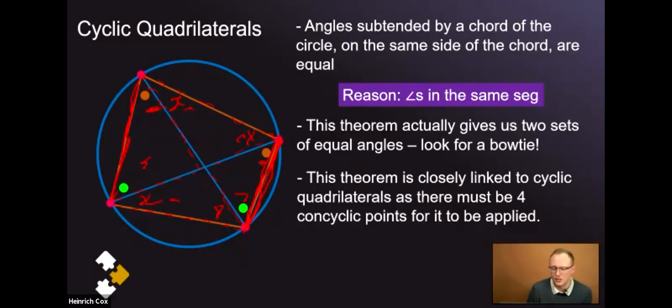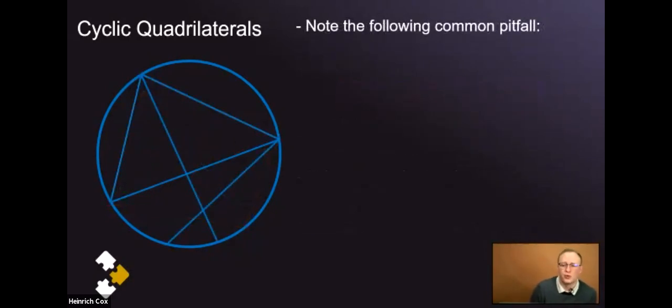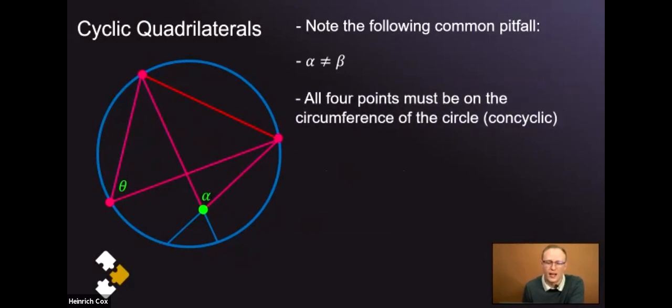Okay, so let us continue. There's a common pitfall that you need to be aware of, right? So sometimes we look at this angle here, alpha, and we look at this angle here, theta, and it looks so nice. Yes, this red line surely is a chord that subtends both of those angles, but no, those angles are not equal, right? And the reason is that in order for us to have angles in the same segment, all 4 of the points need to be on the circumference of the circle. And here you can see that green point there is not on the circumference of the circle. And so we cannot use angles in the same segment. So be careful of that.